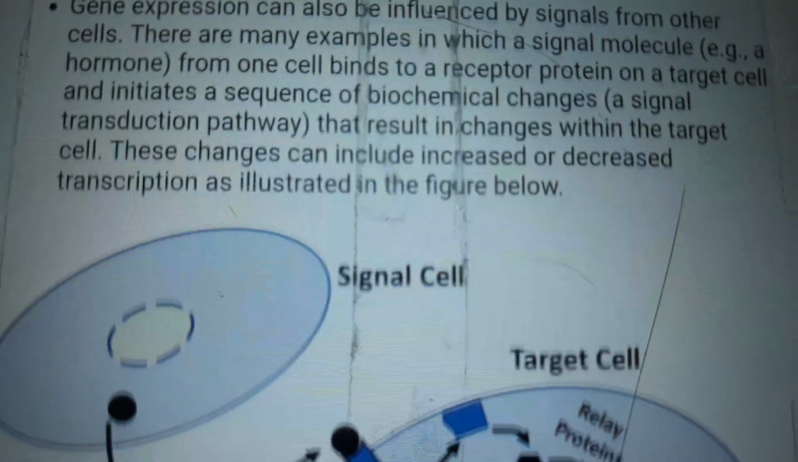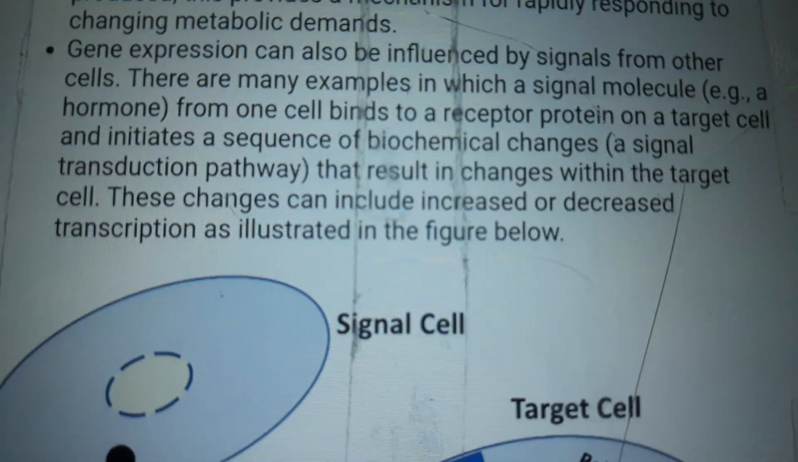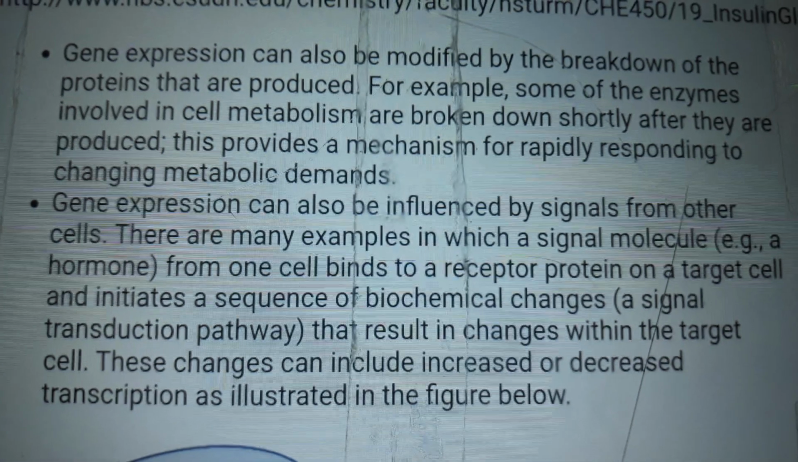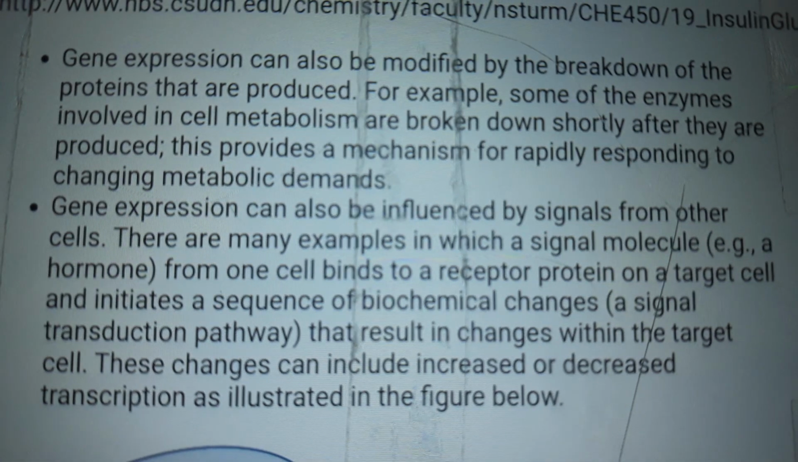Gene expression can also be modified by breakdown of the proteins that are produced. For example, some of the enzymes involved in cell metabolism are broken down shortly after they are produced. This provides a mechanism for rapidly responding to changing metabolic demands.